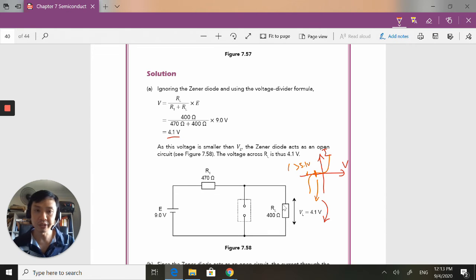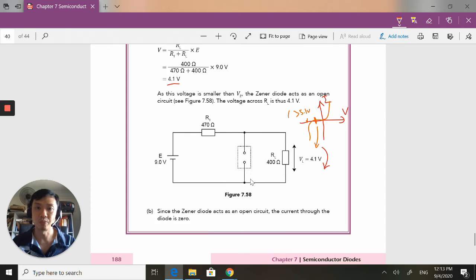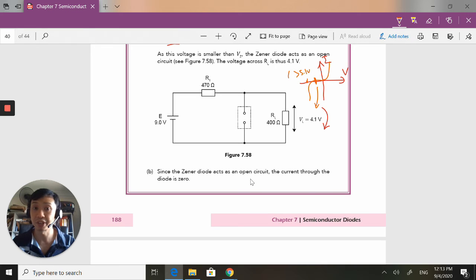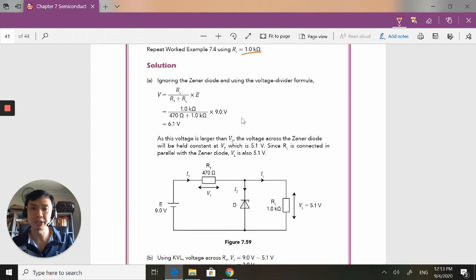So in this case, when it's lower than 5.1, the Zener diode acts just like an open circuit. Nothing happens here. The Zener diode is placed there basically for nothing. Waste of space, waste of resources. So to ensure that we properly make use of the Zener diode, let's increase the resistance of our load. They're going to change the load to 1000 and we are going to do the same circuit analysis. Treat this fella as an open circuit, do a voltage divider.